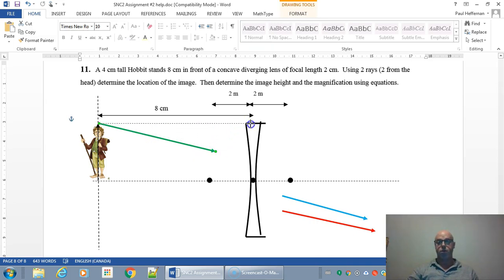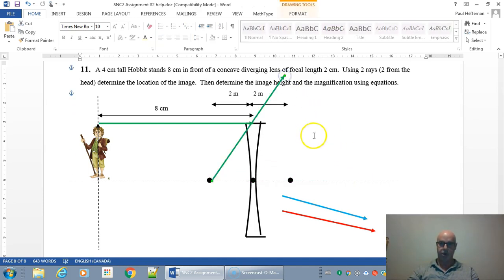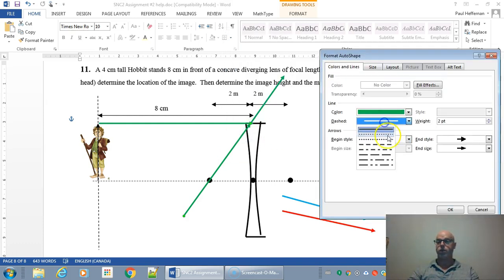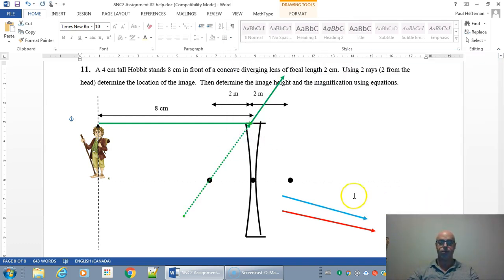The first ray comes in parallel to the principal axis, like this, and then it would diverge away from the focal point. Now what you need to do for diverging lenses is draw the extension line backwards through the focal point like this. To show that it's an extension line, it's always a good idea to turn it into a dashed line.